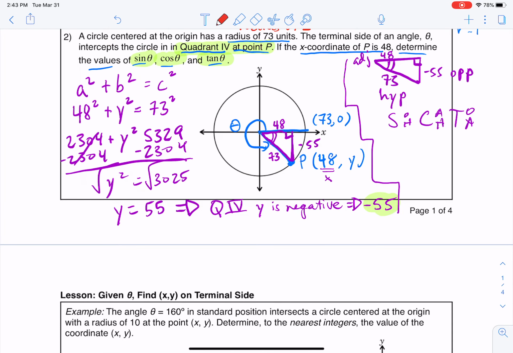Sine of theta would be opposite over hypotenuse, or negative 55 over 73. Cosine of theta is going to be adjacent over hypotenuse, or 48 over 73. And finally, tangent of theta, opposite over adjacent, would be negative 55 over 48.